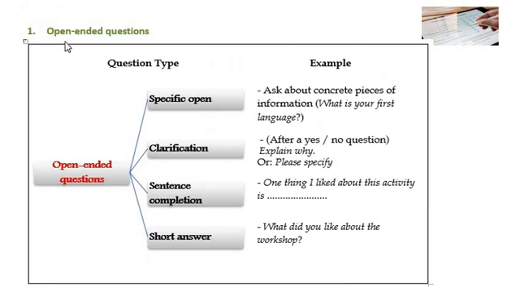Now we come to the second major category of questionnaire items. These are the open-ended questions. In the open-ended questions, the researcher does not provide possibilities of answer. He leaves this to the respondent. That's why they are open-ended. Here they have 4 types. The first type is the specific open. Here the researcher asks about concrete pieces of information. For example, what is your first language?